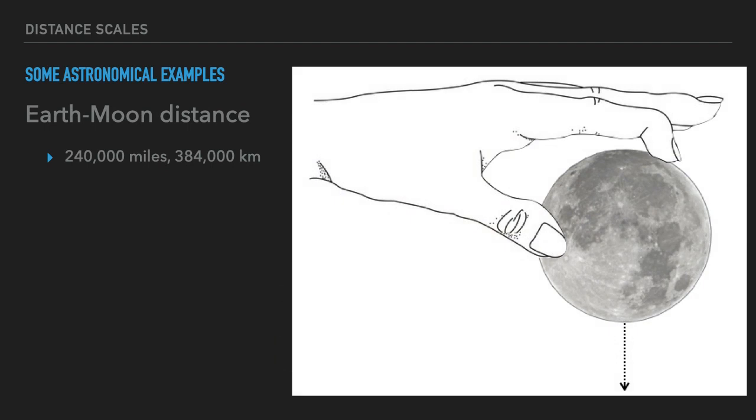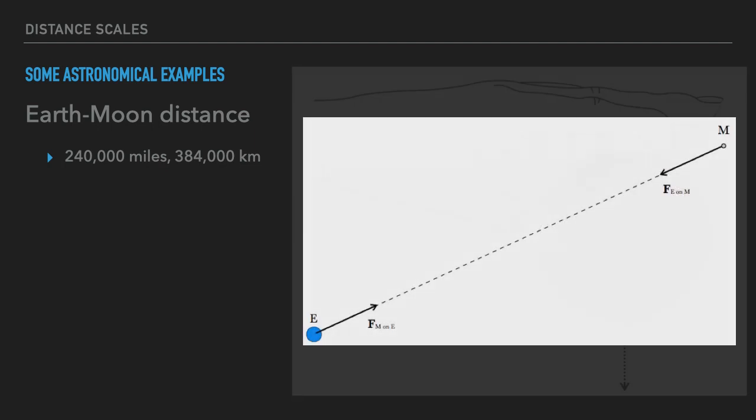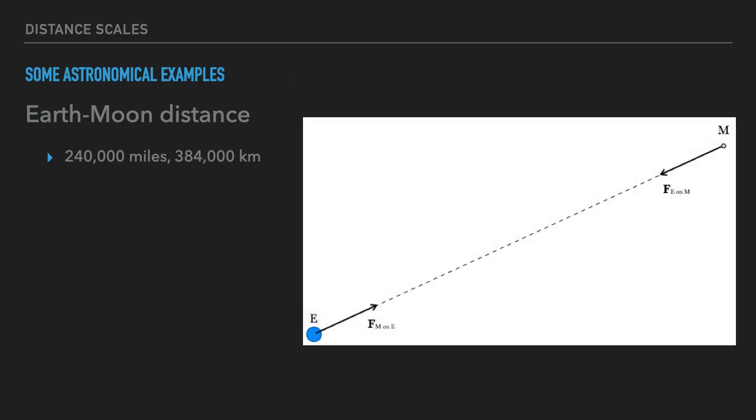Now we've known this distance for hundreds of years, about 200, with more and more accuracy: about 240,000 miles, 384,000 kilometers. And here's a diagram of that distance. It's about 1.28 light seconds. Now, a light second is the distance that light travels in 1 second.